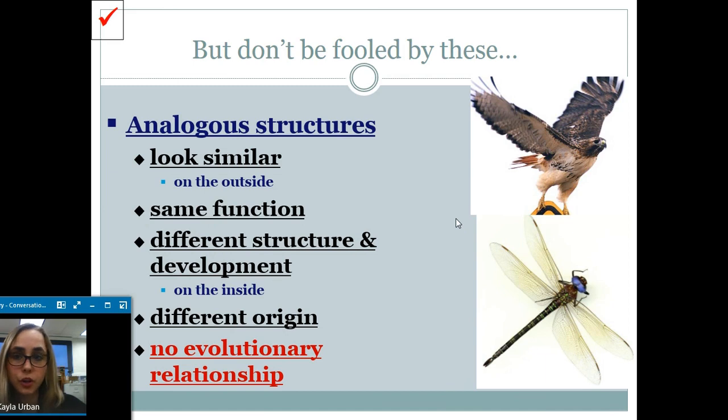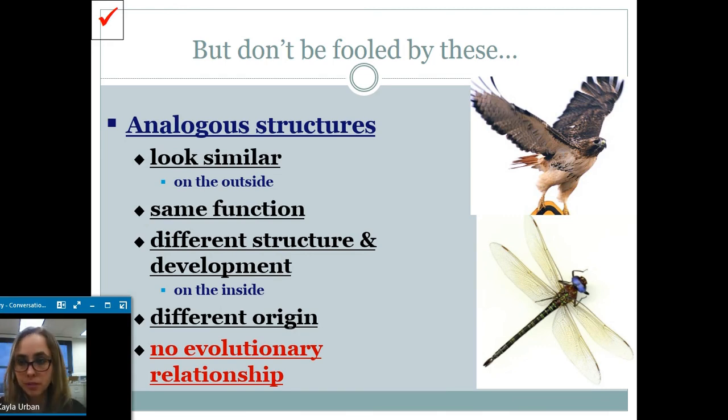This slide here can show you analogous structures. The prefix "an" or "ana" means not or non. We've talked about the prefix "a" meaning not or non, and it's not the same information. It is different information. They look the same on the outside. You have a bird's wings here and the wings of a dragonfly. They have the same function. They're both used for flight, but structurally, the development on the inside is extremely different.